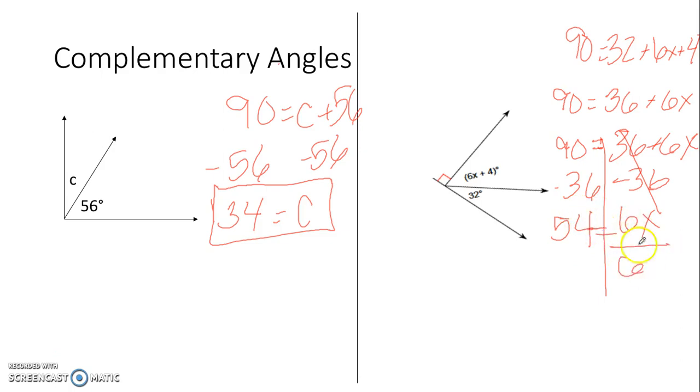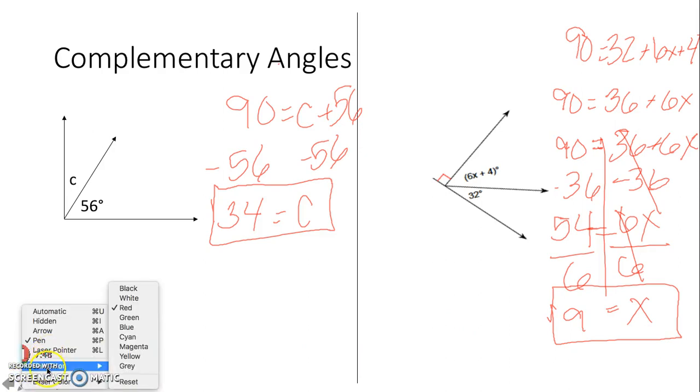Divide both sides by 6. The 6's cancel out. X is equal to 54 divided by 6, which is 9. So if I were to ask you what is the value of x, you would be able to tell me 9.